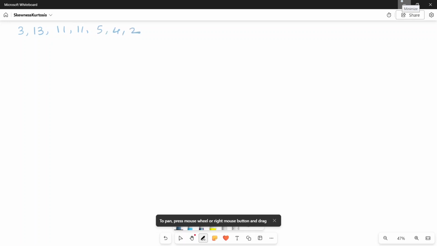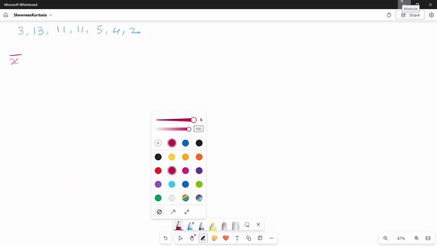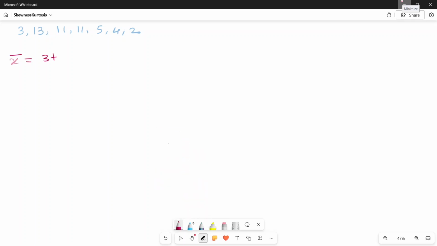So your first step will be to calculate the average, to calculate the mean or the average of these data points. You can pause the video and calculate the average for yourself. If you calculate the sum divided by total number of data points, this comes out to be 7. So that is the mean.